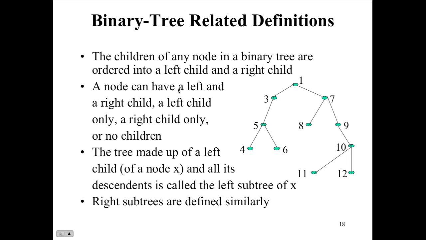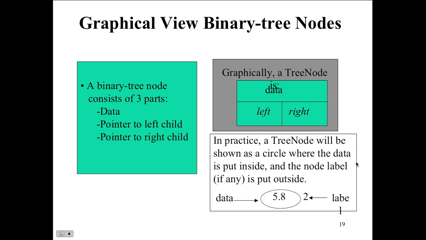The node can have a left and a right child, a left child only, a right child only, or no children at all. So the tree is made up of the node x and all of its descendants, which is called the left tree of x, and then the right tree is defined in a similar way, but it's usually done in the next sequence. So we could go number 1 to number 3 to number 7 to number 8 to number 9 to 10 to 11 to 12. So we always read it left to right.